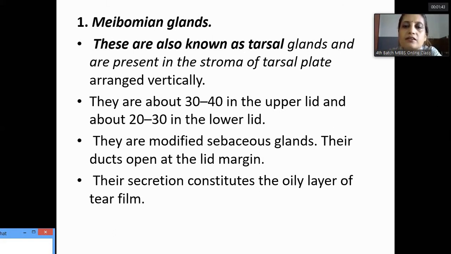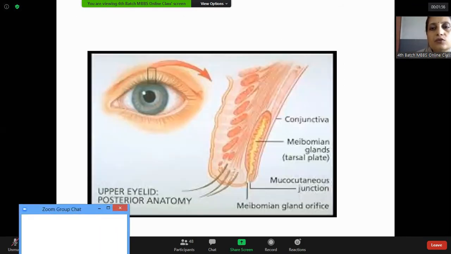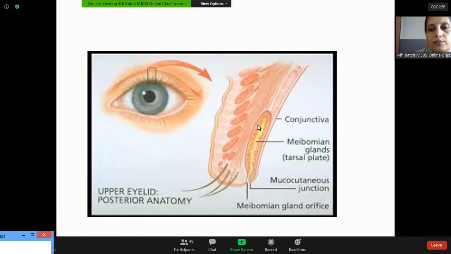Their secretion constitutes the oily layer of the tear film. In the tear film, we have also discussed this, and it forms the lipid layer of the tear film. So if you see over here, you can see the Meibomian gland in the tarsus plate.